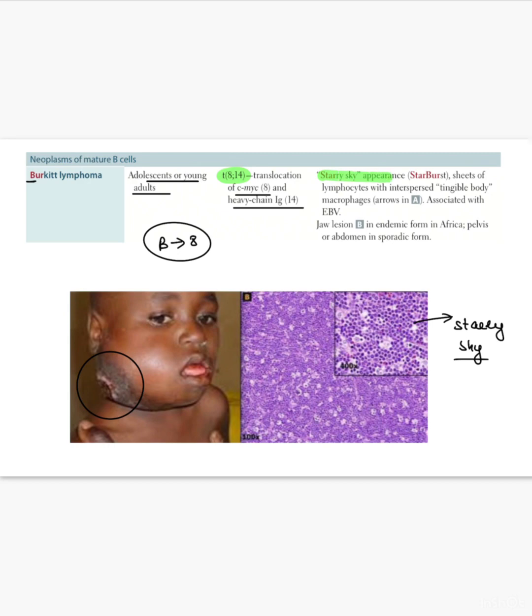So that is the starry sky appearance. This is, and there is a tingible body macrophage, again an important thing that you need to know here. This is the classical jaw lesion, and there would be some Africa history. Very classical history that you need to know.